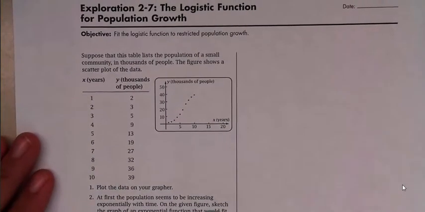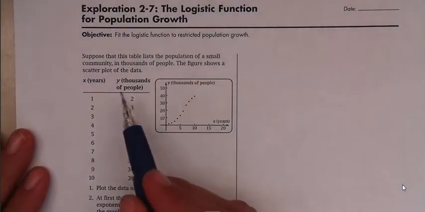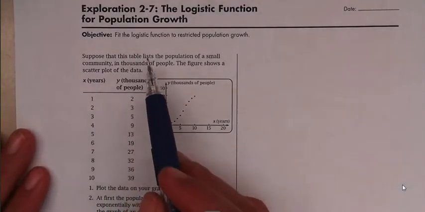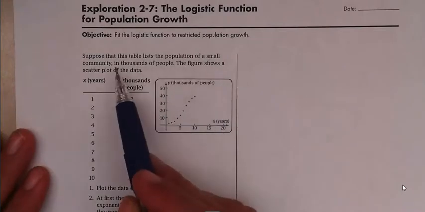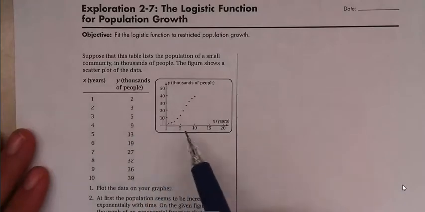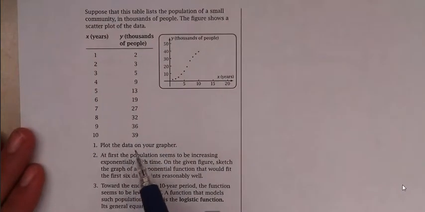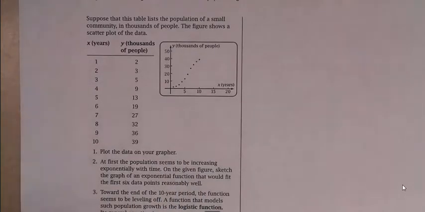Let's start with our exploration. Our exploration gives us a table of data, and it lists the population of a small community in thousands of people, and the figure shows a scatter plot of the data. So we've got the scatter plot over here. Now we're going to plot this data on our graphing calculator.